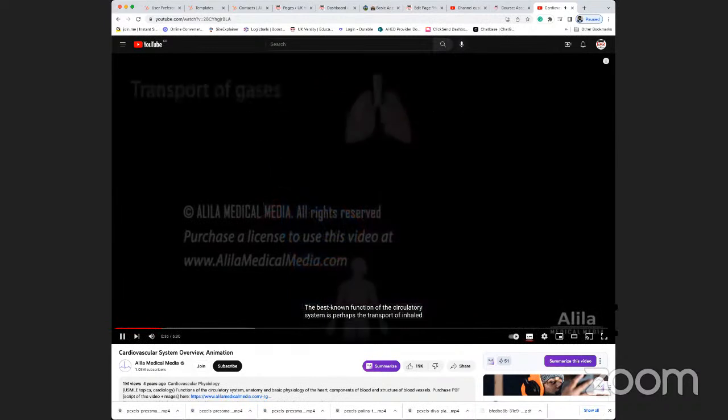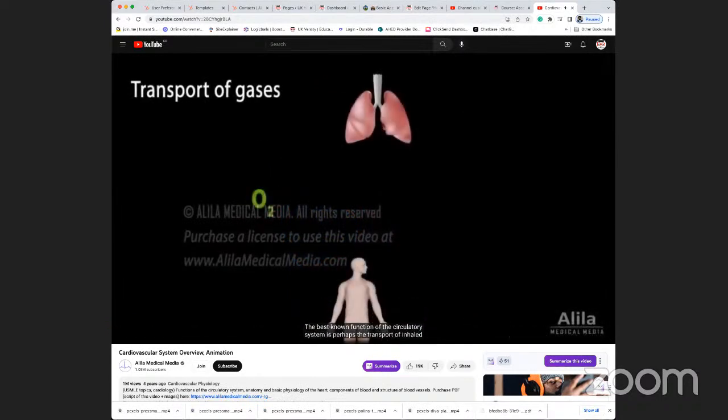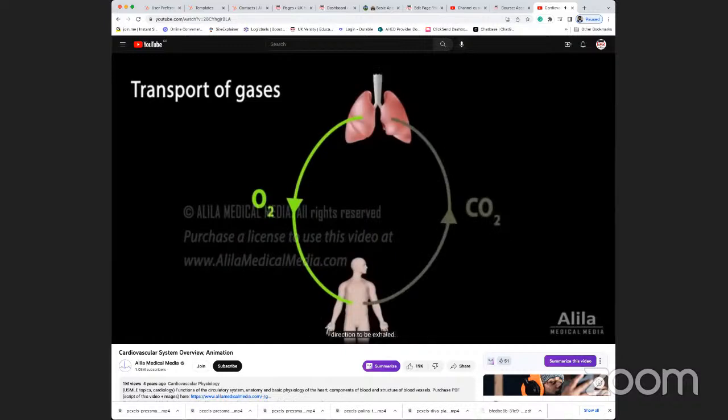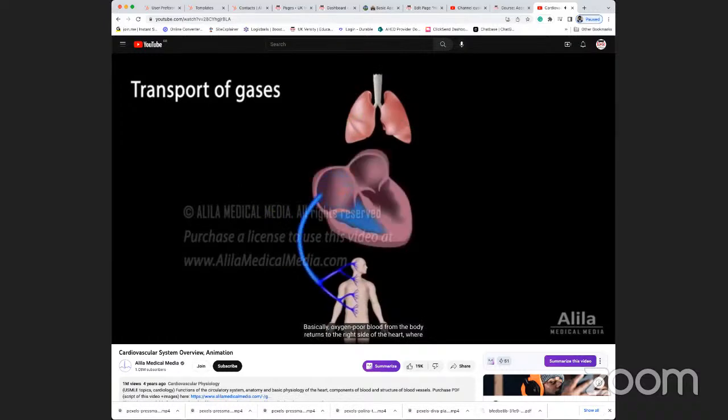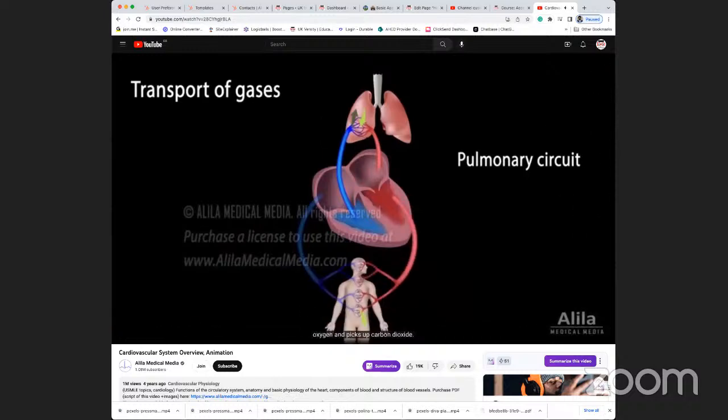The best known function of the circulatory system is perhaps the transport of inhaled oxygen from the lungs to body's tissues and removal of carbon dioxide in the opposite direction to be exhaled. Basically, oxygen-poor blood from the body returns to the right side of the heart, where it is pumped to the lungs. In the lungs, blood picks up oxygen and releases carbon dioxide. Oxygen-rich blood then returns to the left side of the heart. This part of the system is called the pulmonary circuit. The left side of the heart pumps oxygen-rich blood to body's tissues, where it unloads oxygen and picks up carbon dioxide. The resulting deoxygenated returns to the heart's right side to complete the cycle. This part is the systemic circuit.